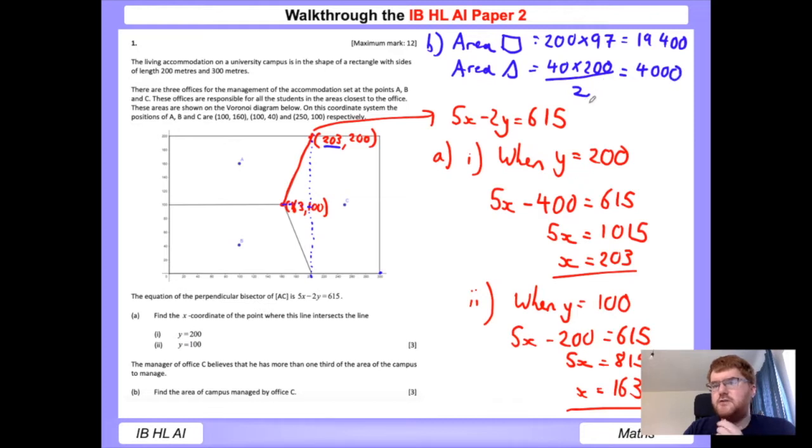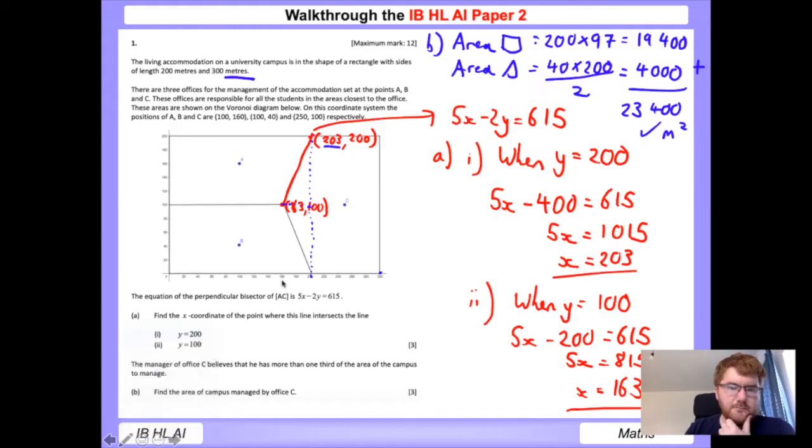200 divided by 2 is 100. 100 times 40 is 4,000. And then we add those together, giving us the answer of 23,400. And again, we have to be careful with units. You don't want to lose a mark just for units. Notice we've got meters in the question, so it's going to be 23,400 meters squared, or square meters, for our answer.